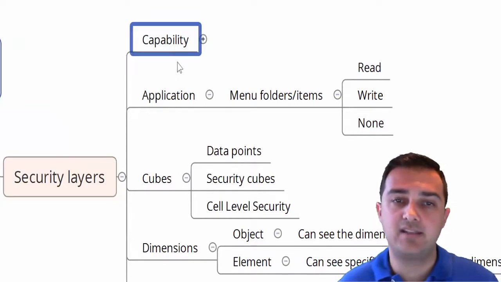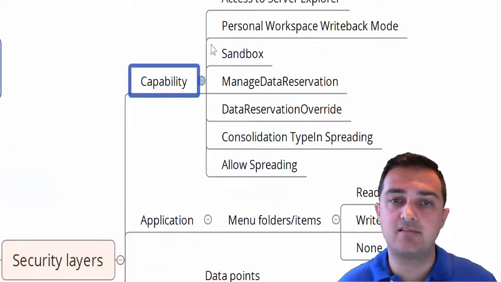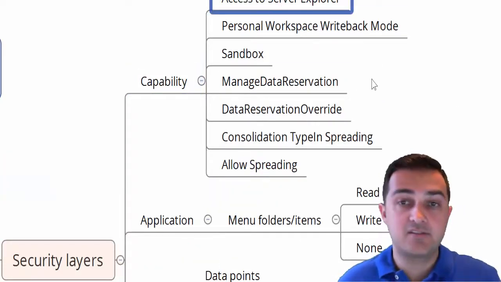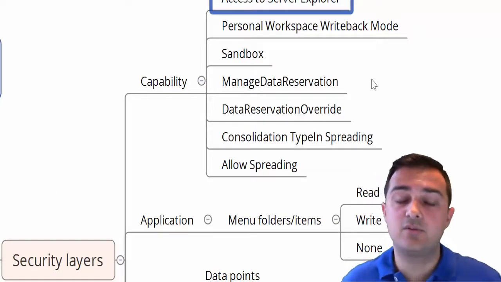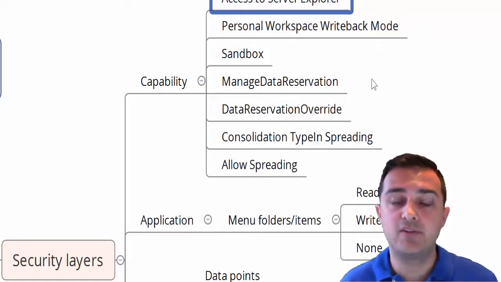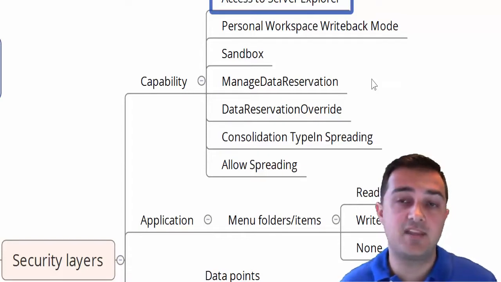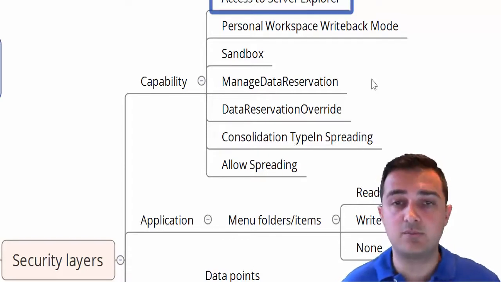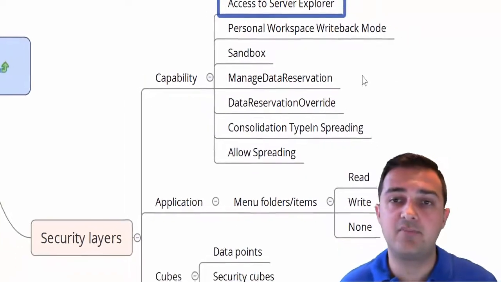We have capabilities. Capabilities are really specific features that someone can access. Access to Server Explorer: Server Explorer is the tool that lets folks see what cubes, dimensions, views, and processes they have access to. Are they able to see that Server Explorer tool? You can turn that on or off.